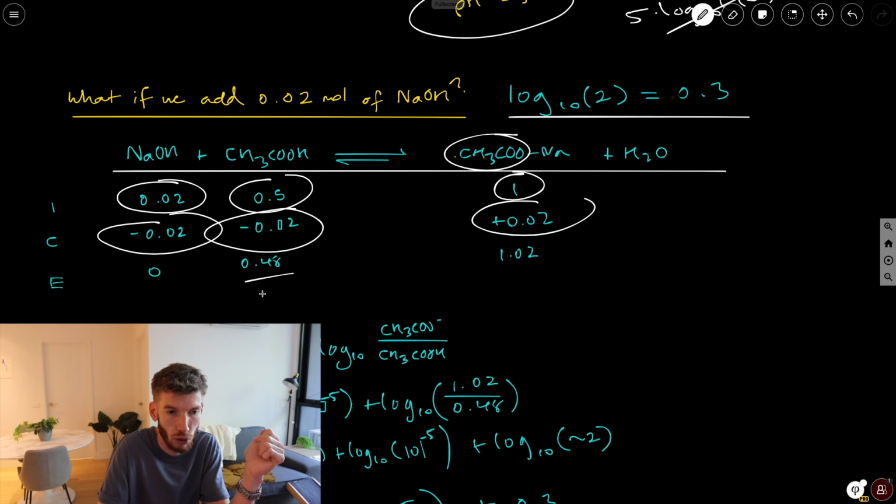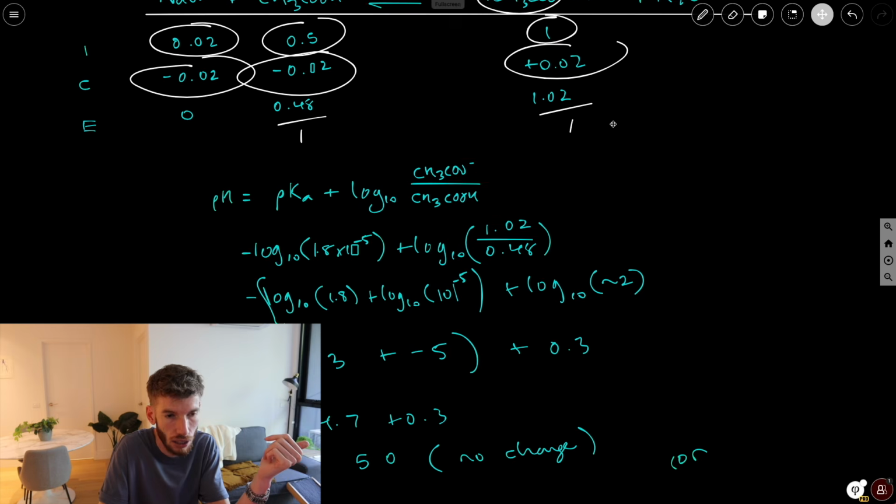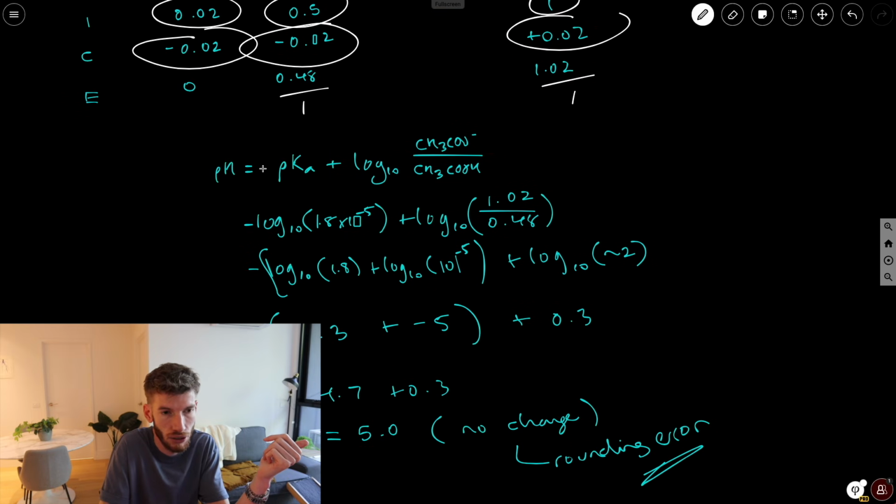And again, we divide them all by their volumes, which is 1 litre, 1 litre. We get our concentrations, which are the same. And then we can go into the Henderson-Hasselbalch equation. So pH is pKa, so that is negative log 10 of 1.8 by 10 to the negative 5, plus log 10 of, this is our A negative, this is our HA, so that's 1.02 divided by 0.48.